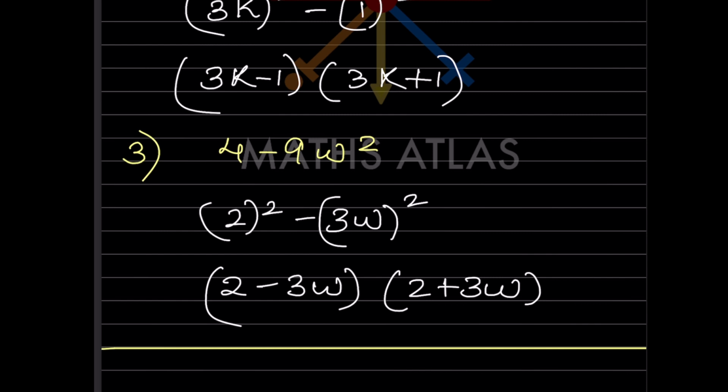Now again this is a perfect square, this is also a perfect square. So you will take 2 square minus this is going to be 3w and the whole bracket square. So this is again a square minus b square. So it will be a minus b and a plus b. Hope this is clear.